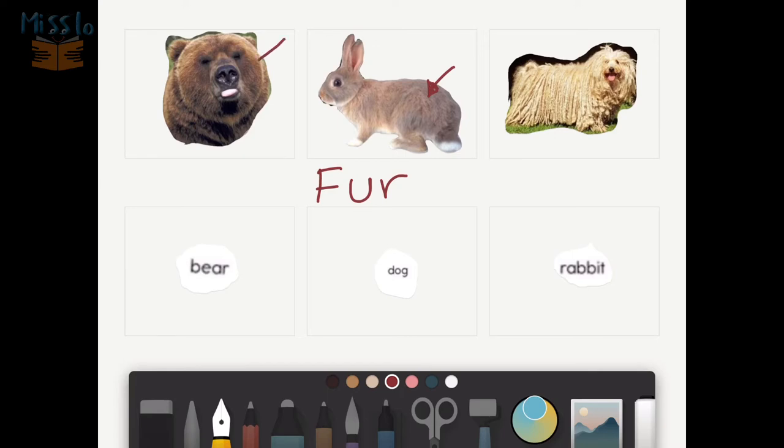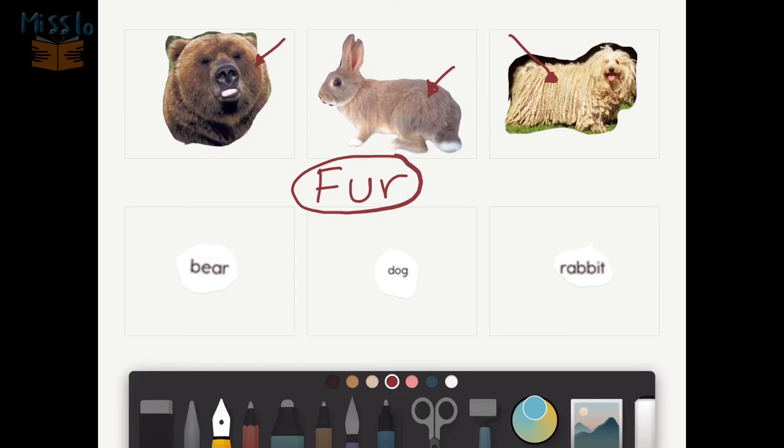Yeah, like your teddy bear or like your doggy that has fur. That is fur, okay? That's the skin, and they protect themselves with that. They protect themselves from the sun, from water, germs, or any kind of things that can harm them. Okay, so this animal has fur.